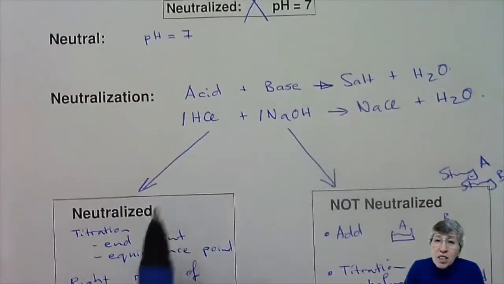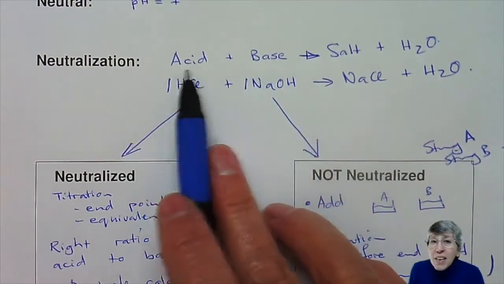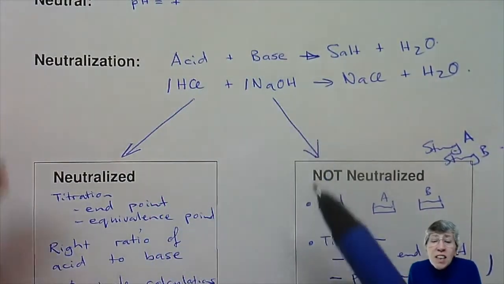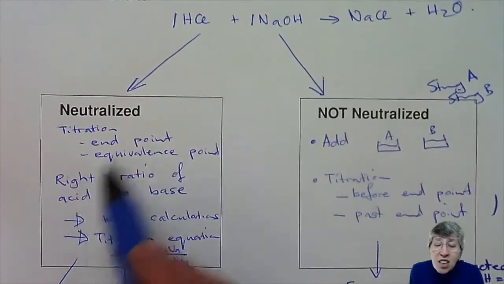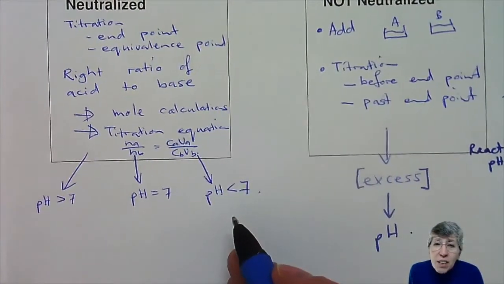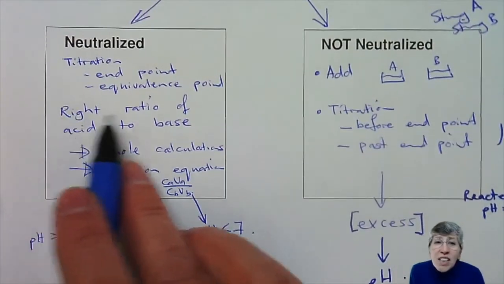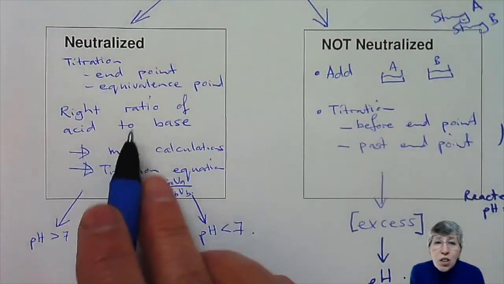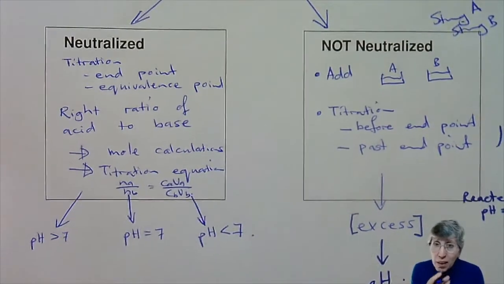Neutral is pH 7 and neutralization is acid and base. But when you add acid and base, the result can be that the thing is neutralized, which tells you they're in the right ratio, right? But that does not mean pH is 7, right? It can give any pH. The only thing it tells you is they are in the right ratio, so you can do a mole calculation or use the titration equation, right?